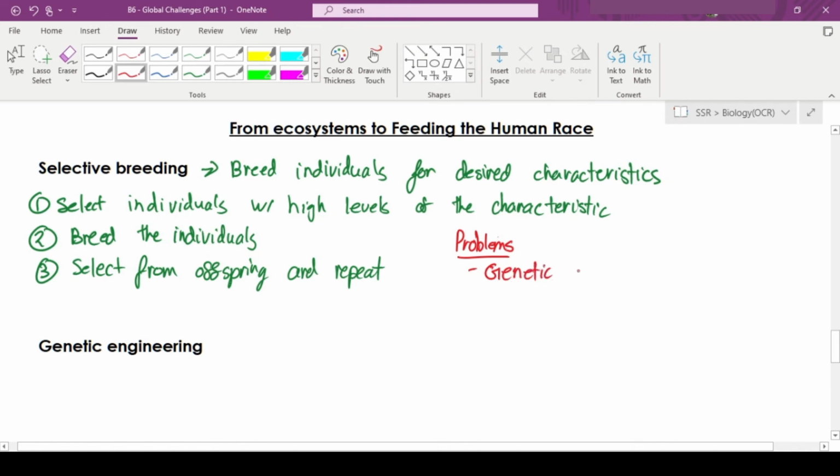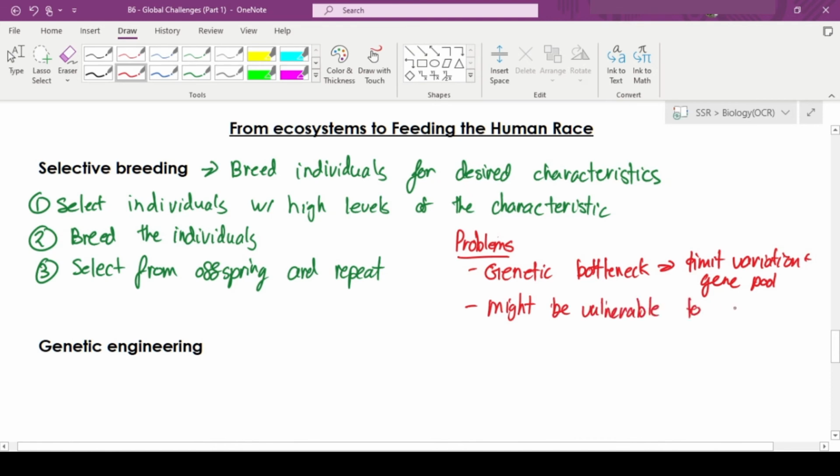We will limit the genetic variation here, right? So it's called a genetic bottleneck. And what this means is that you're narrowing the variation or limiting the variation in the population, and you're also limiting the gene pool. So this can create problems by making individuals more vulnerable to diseases. So we might have individuals that would otherwise have been resistant to a disease, but now they're more vulnerable. And so one tiny disease would wipe out your entire herd.